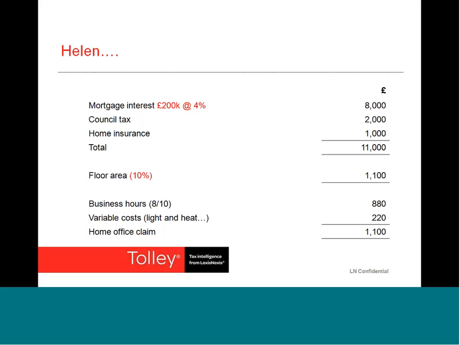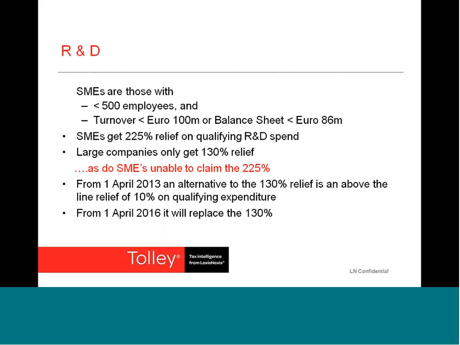Okay, so those are those two new schemes. Let's have a look at another new scheme which ties in with research and development. Now, just a little bit of a reminder, if I'm a small or medium-sized enterprise, so I've got less than 500 employees and my turnover and balance sheet amounts are below certain limits, then I can have 225% relief on my qualifying research and development spend. But if I'm a large company, I don't get that. I only get 130% relief.